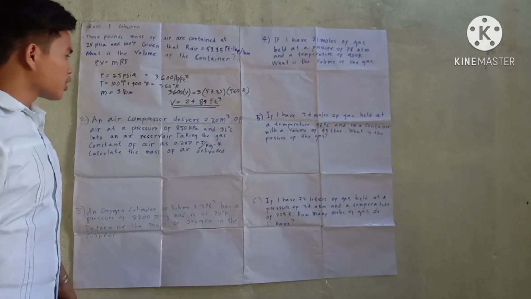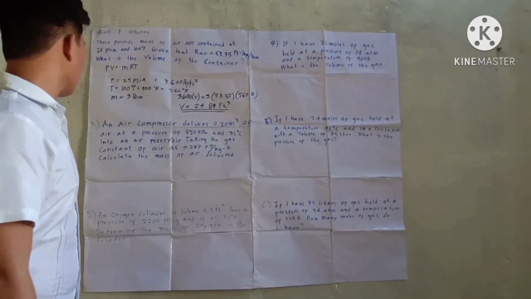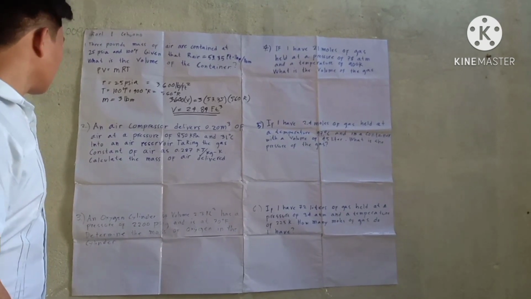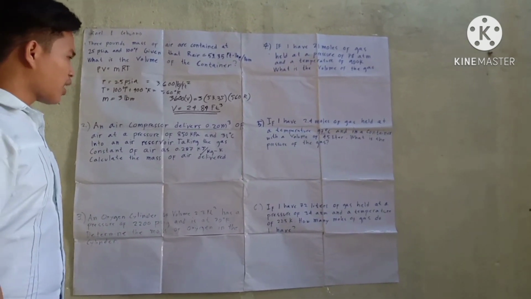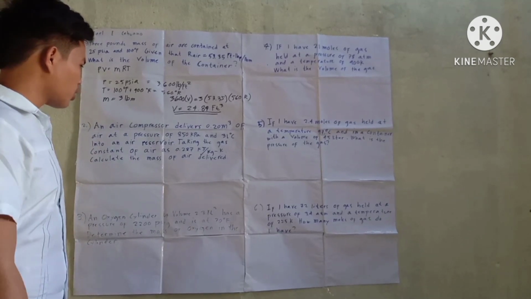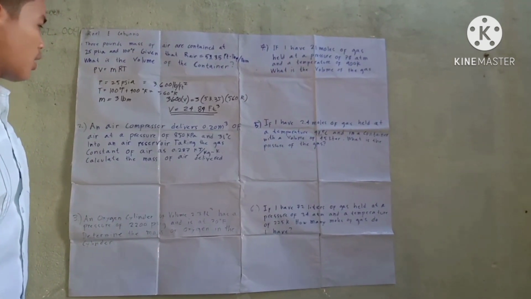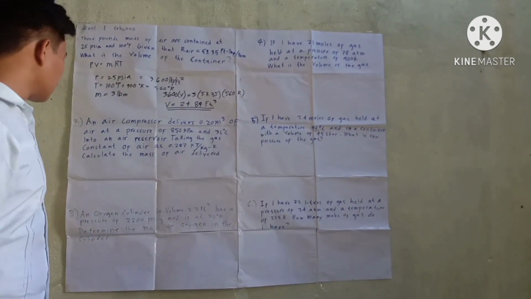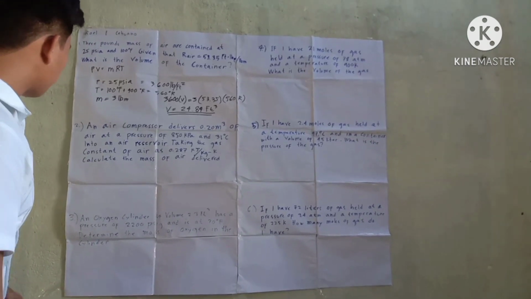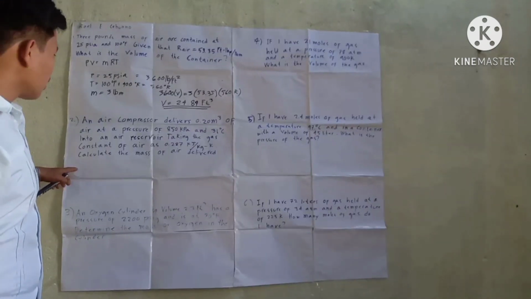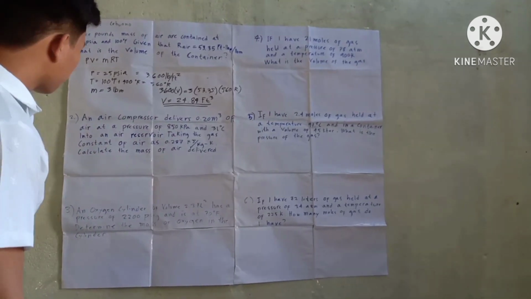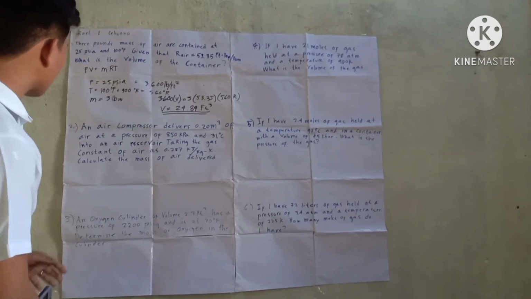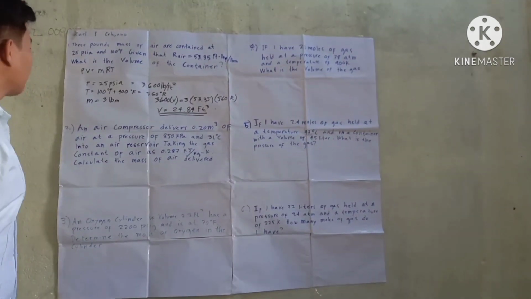So an air compressor delivered 0.20 meter cube of air at a pressure of 850 kPa and 31 degrees into an air reservoir, taking the gas constant of air as 0.287 kilojoule per kilogram Kelvin. Calculate the mass of air delivered. So since the pressure is given, the volume also, and the gas constant of air, then temperature, it's easy to solve by using the formula of PV equals mRT.